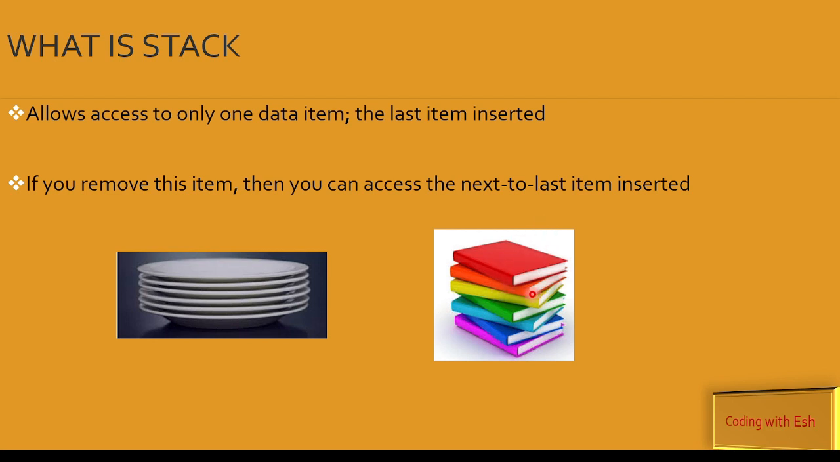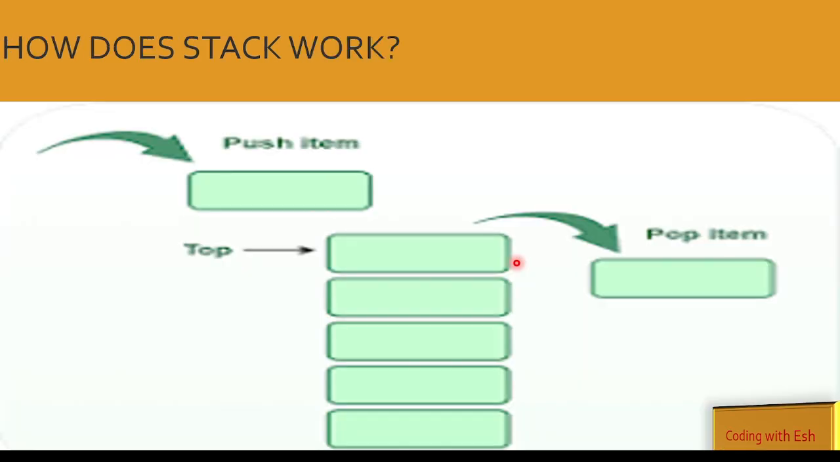When you access the yellow one, you have to do some operation, push or pop. Among them, pop is what you have to do. How does a stack work? You can see the stack structure, the top, and push. When you have an item, you can push it to the stack, and pop. Pop means remove, push means you insert to the stack, and pop again removes from the stack.